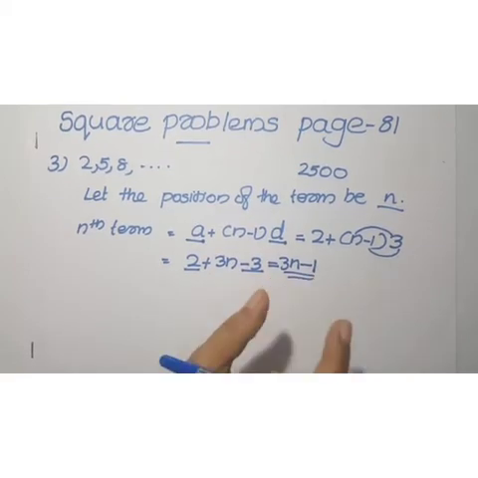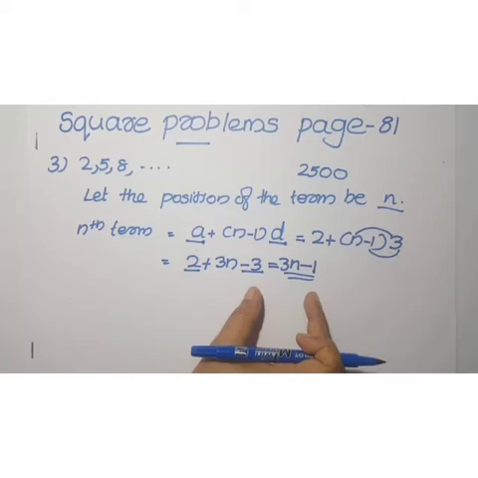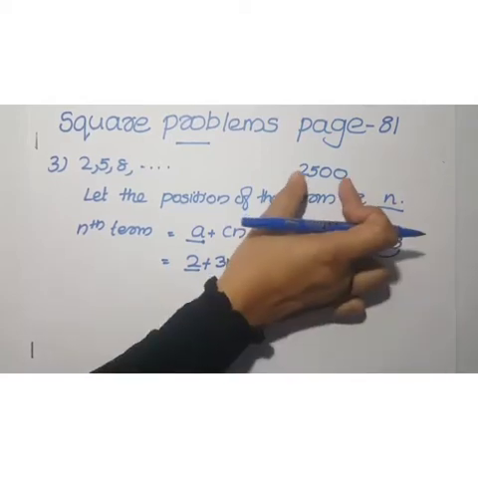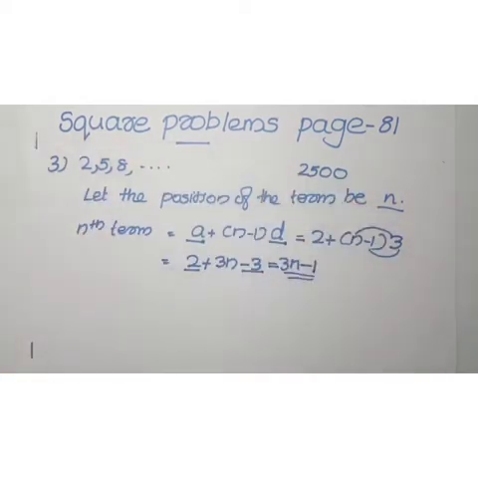Okay. Thus, we find out the nth term of the sequence is 3n minus 1. Given that the square of a term in the sequence is 2500.